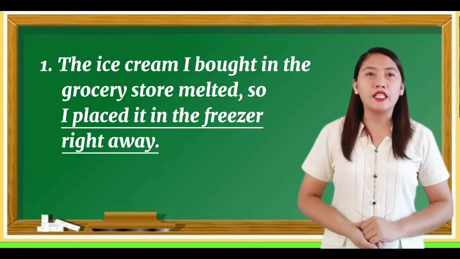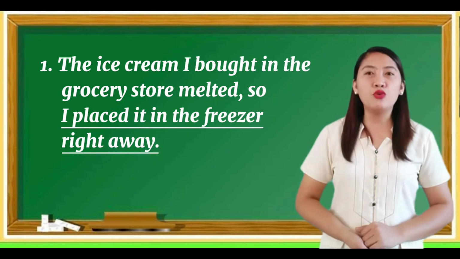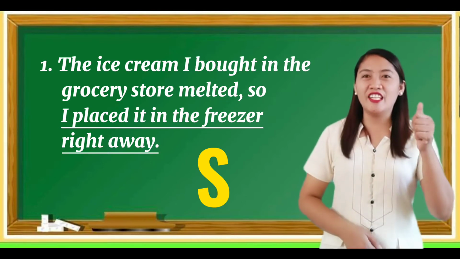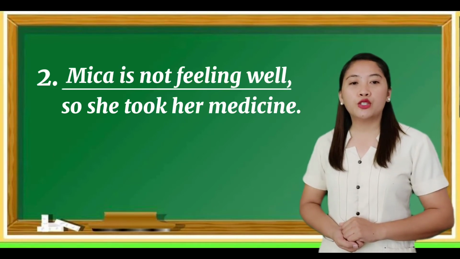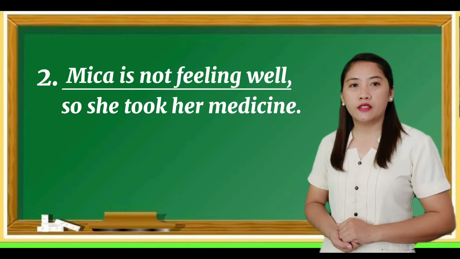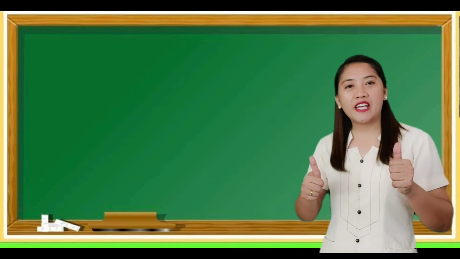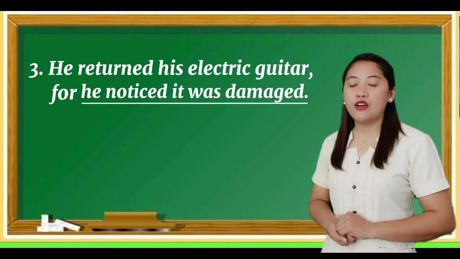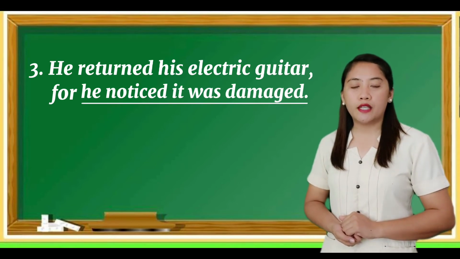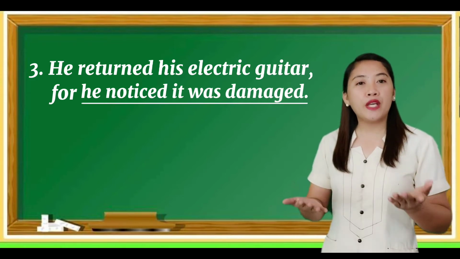Number 1. The ice cream I bought in the grocery store melted, so I placed it in the freezer right away. If you answered S, you are right. Number 2. Mika is not feeling well, so she took her medicine. What is your answer? P is correct. Number 3. He returned his electric guitar, for he noticed it was damaged. And what is the answer? P is correct.